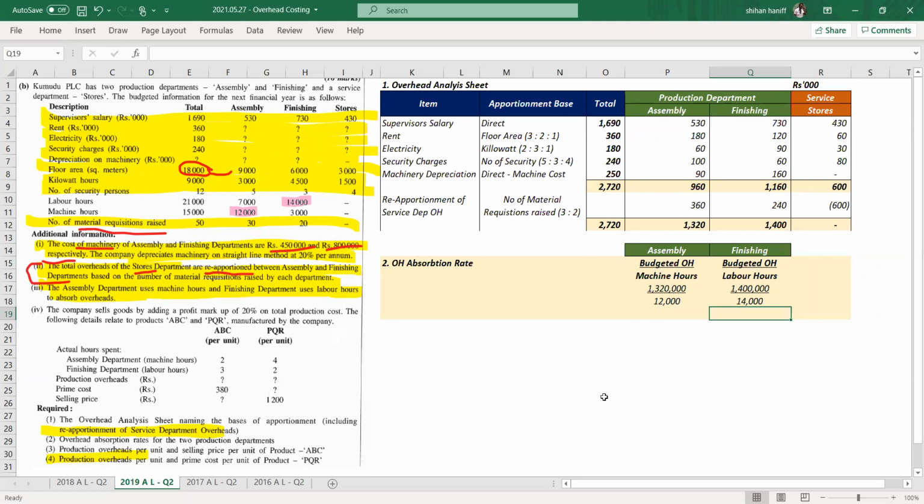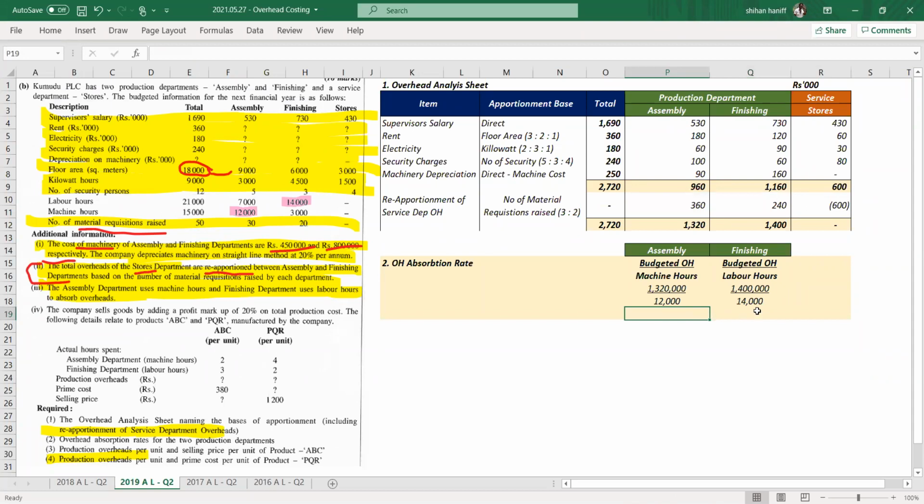There is a question, what about the total of reapportionment of service? Now, in reapportionment of service there is no total, because it's only transferring this amount to assembly and finishing. The 600 is transferred to assembly and finishing. So there is no total. If you take this total, it's 0: minus 600 plus 600. It's not an allocation, it's a reapportionment.